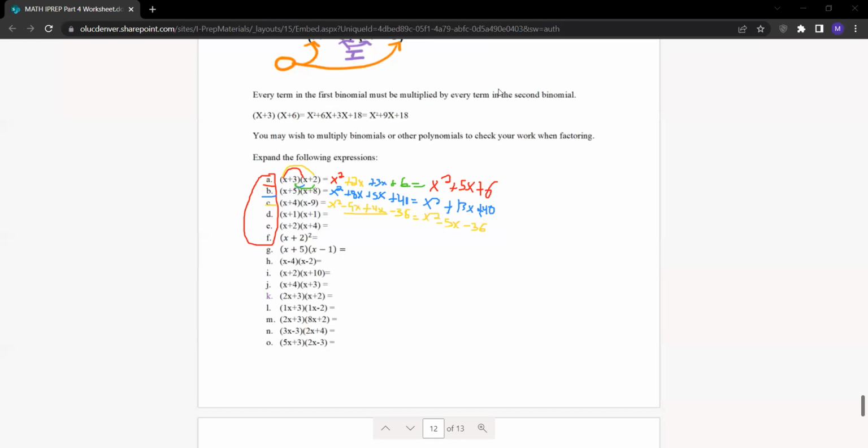Let's move on to part D. In part D, we have x plus 1 times x plus 1. So first we do first, so x times x, x squared. Outside, x times 1, plus x. Inside, 1 times x, plus x. And last, 1 times 1, plus 1. So here we get x squared plus 2x plus 1. Cool. So next we will do part E. In part E, we have x plus 2 times x plus 4. So first, x times x.